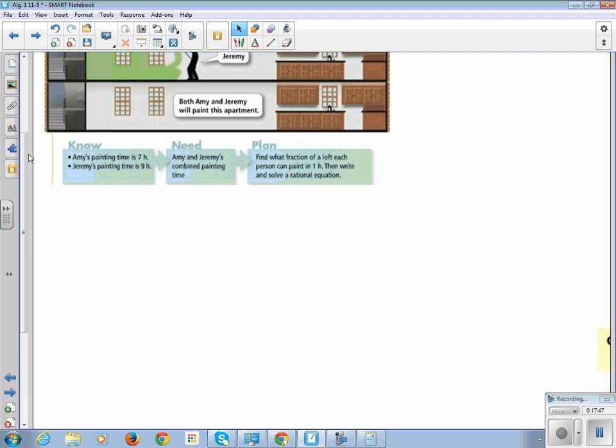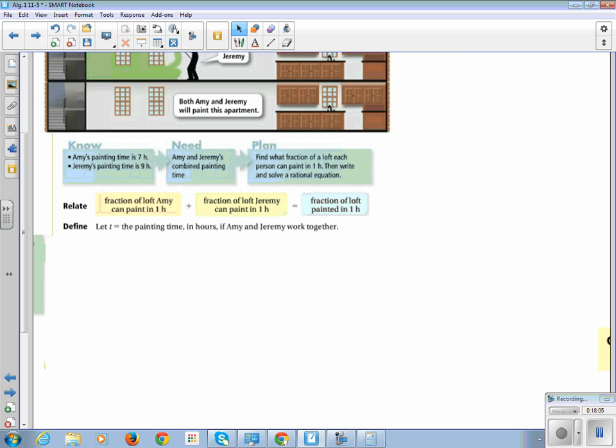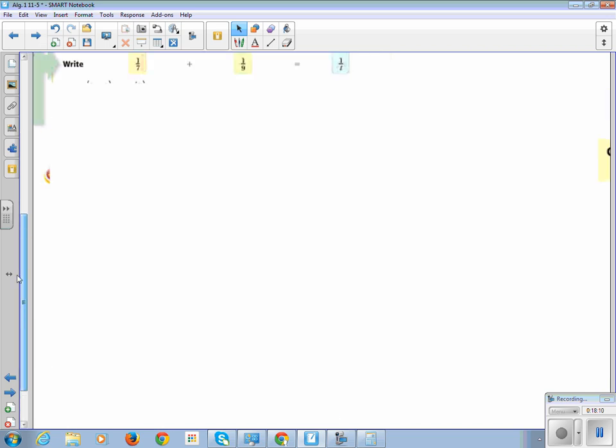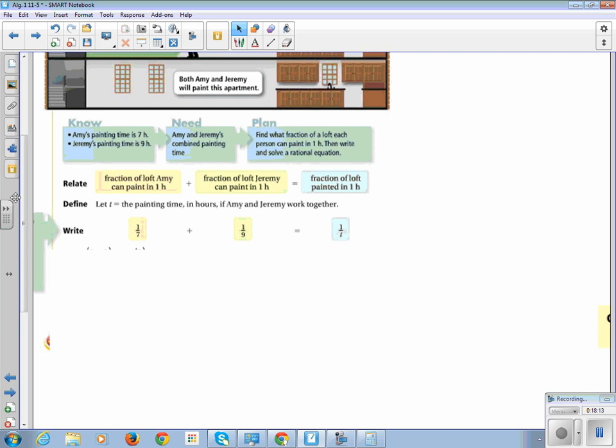We want to know, if they combine their efforts, how long it would take them to do one. And then our plan is we need to find what fraction of a loft each person can paint in 1 hour, and then write and solve a rational equation. All right, so we have what Amy can paint in 1 hour plus what Jeremy can paint in 1 hour should equal what fraction of a loft can be painted in 1 hour.